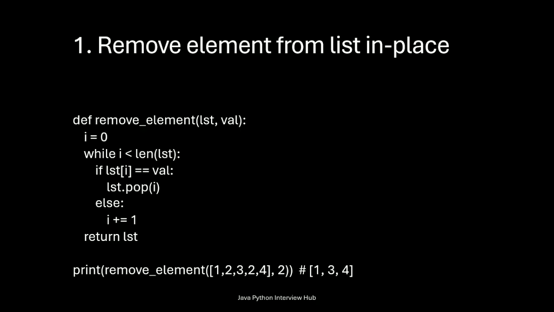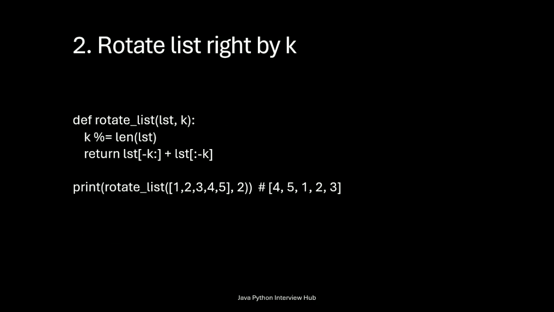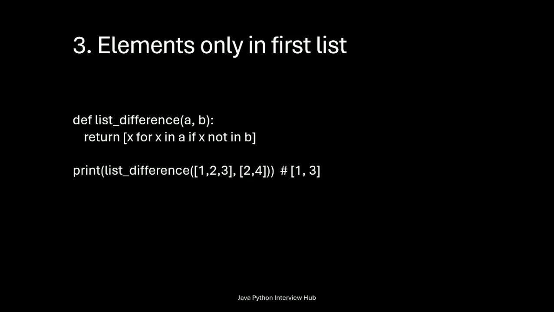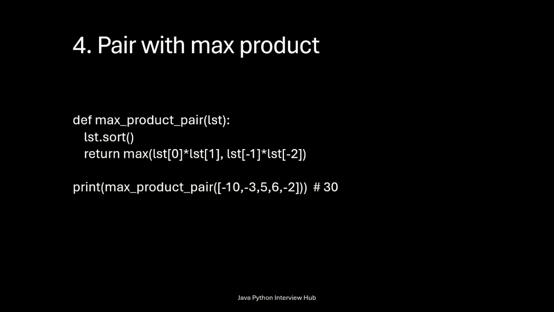So you can see we have created one function, and for removing a particular element, the pop function is used while passing the argument. Next is rotate list right by k. With this particular code you are able to rotate your list to the right side. Elements only in the first list. So here two lists are there, and the elements that are in the first list will be printed. Now pair with max product, so it will find the pair with the max product.